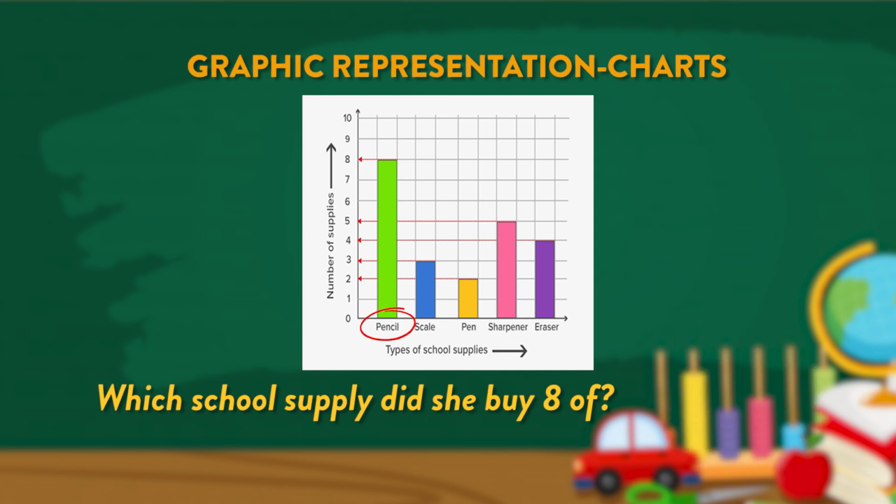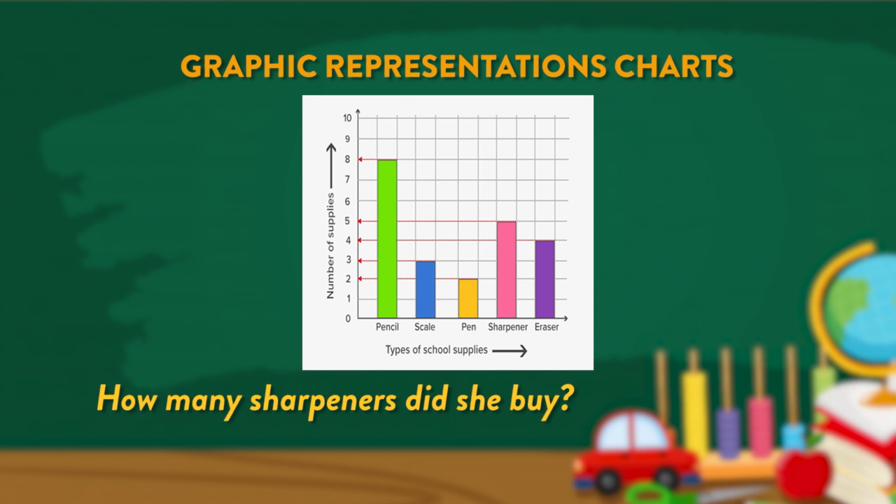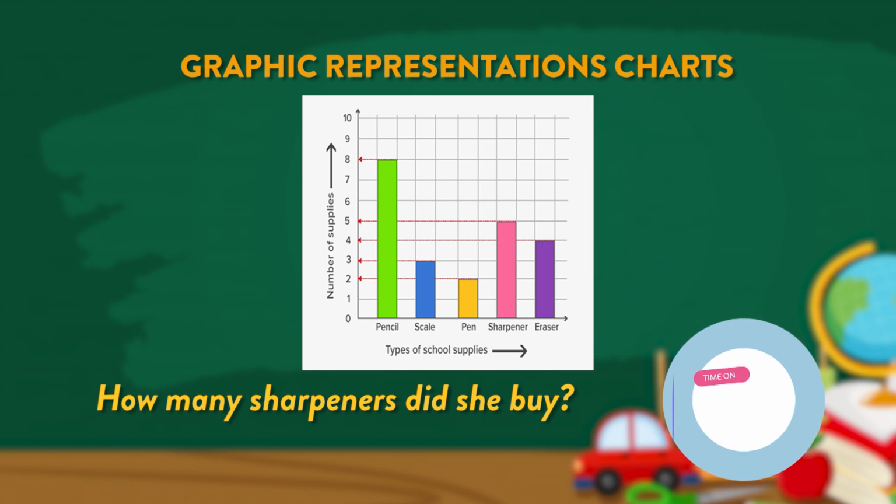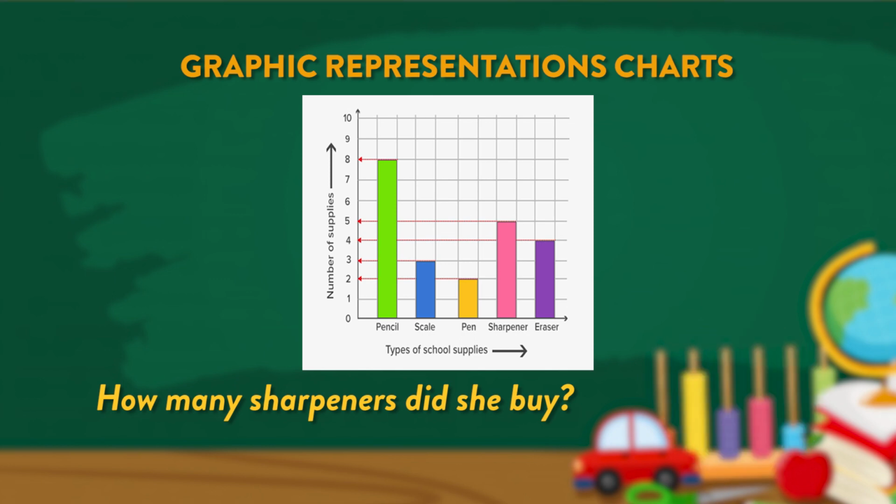Yes, if you look carefully, you will see that pencils is drawn to 8. So she bought 8 pencils. Now, how many sharpeners did she buy? Again, you find the word sharpener and you follow the bar upwards to see where it stops, and then you go over to the vertical part of the graph and you will see the number 5. So, mother bought 5 sharpeners.